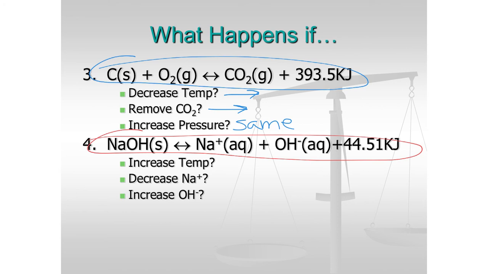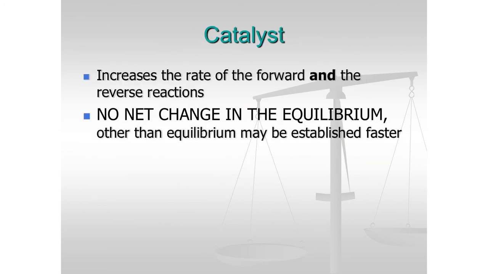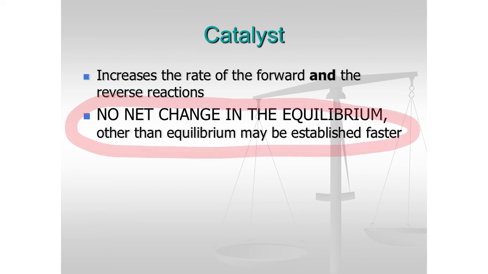All right, next question. If I increase the temperature, I'd need to move away from the heat, so the reverse reaction would occur. If I decrease the amount of Na+, I'd have to make more back, so I'd have to do the forward reaction. If I increased OH-, I'd have to do the reverse reaction to use up some of that extra OH-. And lastly, if we add a catalyst, we know that that will increase the rate of the reaction because it will lower the activation energy. It will speed up the forward reaction and the reverse reaction. So therefore, there will be no net change in the equilibrium, other than we might get to equilibrium quicker.